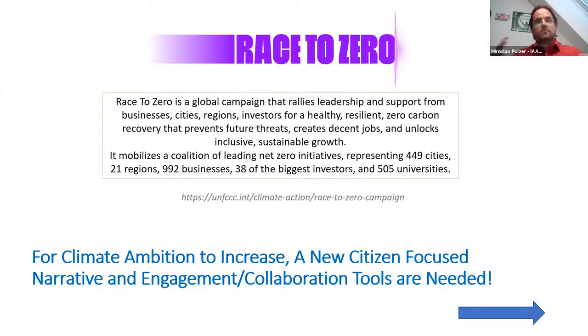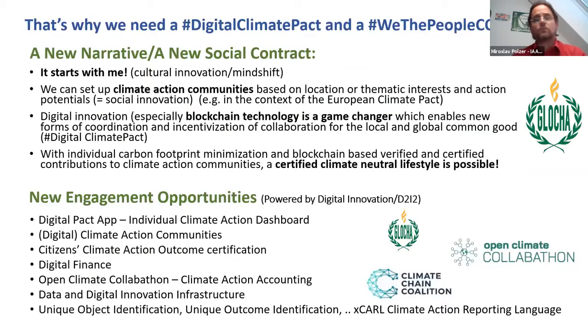But in our organization, we are convinced that it starts with the individual, and the power of the global citizen is what determines all the other structures of societal organization. And therefore we need new thinking, and we need tools and new thinking to get the individual. We need a new narrative and engagement and collaboration tools. And so in terms of the new narrative, somehow a new social contract, that we really all together work for the common good, for a climate safe future.